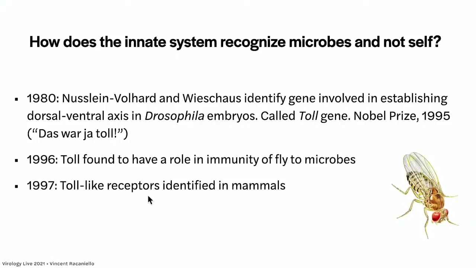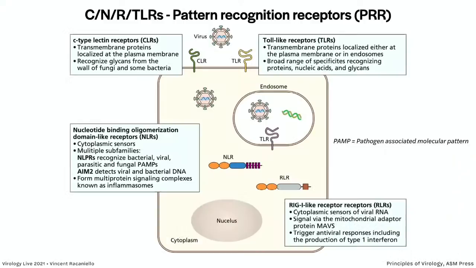Okay, so that's where toll-like receptors came up. They're called toll-like because the original toll gene was in the fruit fly, and these are now toll-like receptors, or TLRs. And now we understand these are pattern recognition receptors, or PRRs. There are a number of others besides TLRs, and they're all shown on this slide. So here we have toll-like receptors.